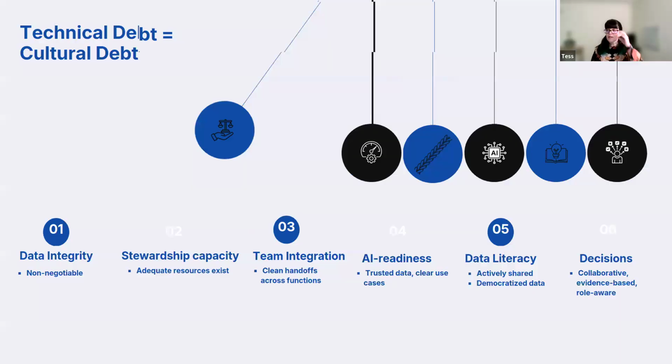So technical debt sometimes equals cultural debt. It's not about the tools that we're using. Sometimes it's the way that we're creating that data culture within our organizations that creates that friction and really becomes the bottleneck of implementing your data strategy. So how can we avoid this?